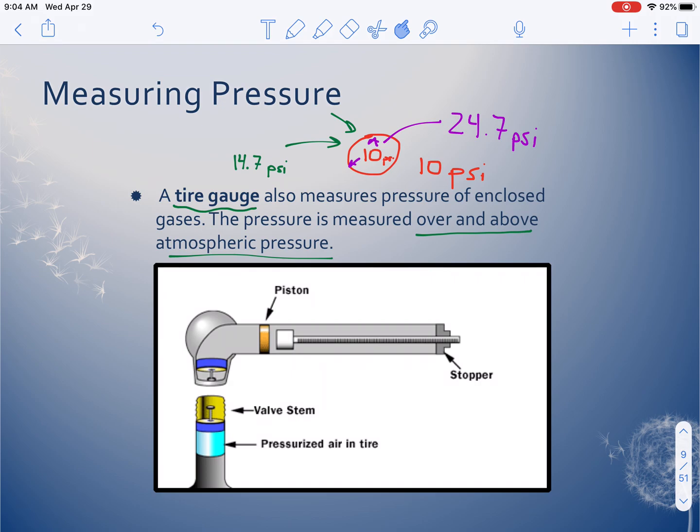And obviously, because atmospheric pressure can change at different elevations, the pressure that you need to inflate a ball to in different regions, let's say at high elevation like Denver, might change slightly based on the atmospheric pressure pushing down.